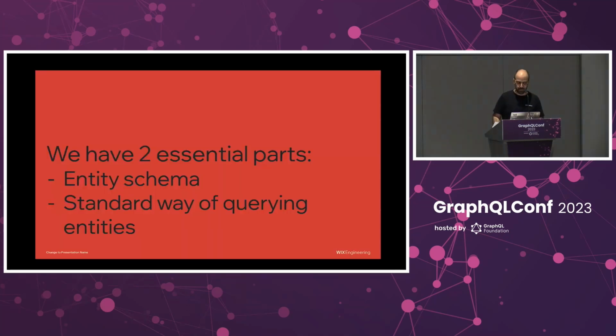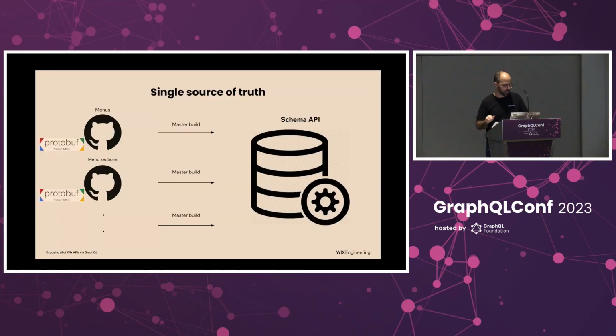entities. And when we have these two parts combined, meaning we have a schema for all of the entities, we have the relations for all of the entities, and we have a standard way to query the entities, that's where we can automatically generate the GraphQL schema. So I drew some diagrams just to get the look and feel. So basically, developers write their protofiles in GitHub repos.